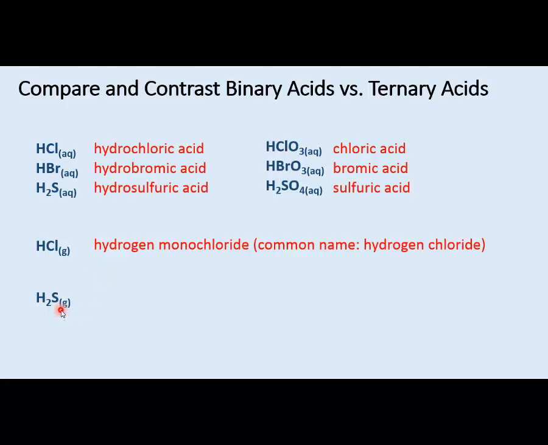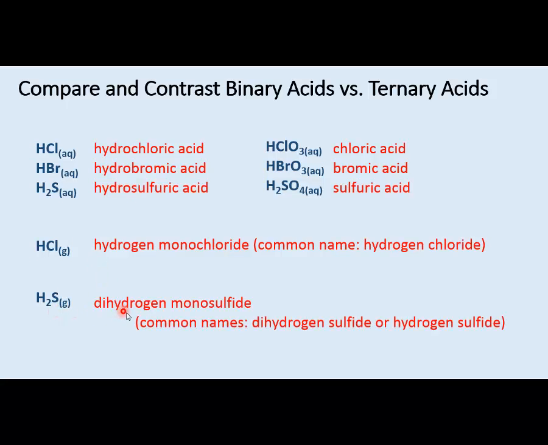If I have H2S in the gas phase, as I mentioned before, we might call this dihydrogen monosulfide, sometimes called dihydrogen sulfide or hydrogen sulfide without using our strict prefix naming rules. But this is the strictly correct name when we're using our correct prefixes, so dihydrogen monosulfide. So realize there is sometimes a difference in the naming of our binary acids in water versus in the gas phase. Realize I should use hydro with my acids only when they're binary acids with hydrogen and one other element.